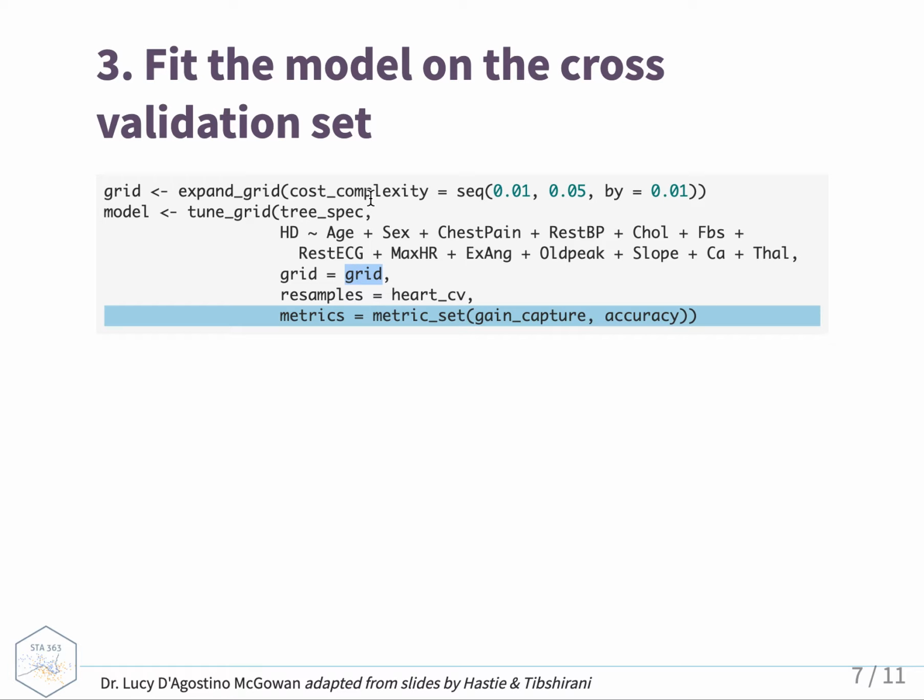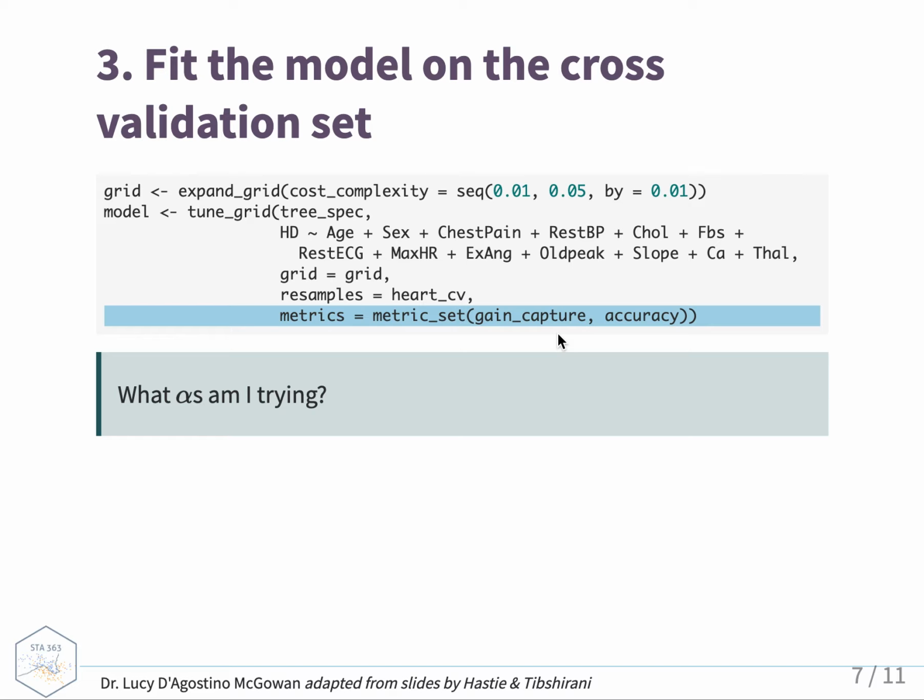I'm using my grid that looks across different cost complexities, my cross-validation resamples, and then I've added one extra argument here. I've got metrics equals metric_set, and I'm setting some metrics. This is because by default, R is going to pick certain metrics to help you decide which cost complexity to choose. I'd like for you to add this gain_capture, or this estimate of the Gini Index, to that list. So I'm saying I would like to look at both gain_capture and also accuracy. I'm going to see these two metrics when I collect my metrics at the end.